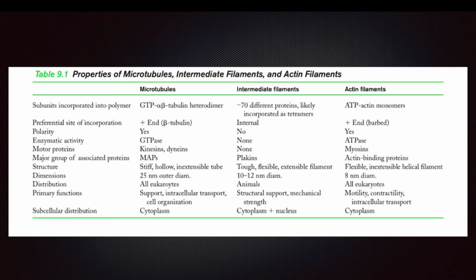Here we have a chart from the book that goes over the properties of microtubules, intermediate filaments, and actin filaments, and it compares them in dimensions, distribution, function, structure, and subcellular distribution. This chart can be screenshotted and gone over because it has many details that can help you distinguish them.